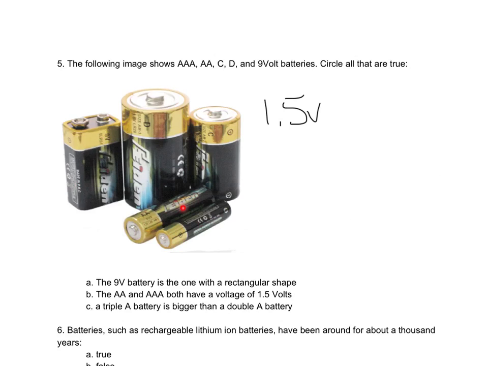So, circle all that are true. So let's see. 9 volt battery is the one with the rectangular shape. That is correct. The AA and AAA both have a voltage of 1.5 volts. That is correct. AAA battery is bigger than a AA battery. That is false. So we would cross this one out and circle these. Those are true. The AAA battery is the smallest.